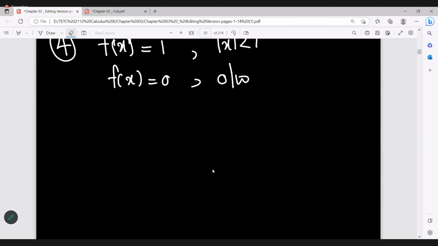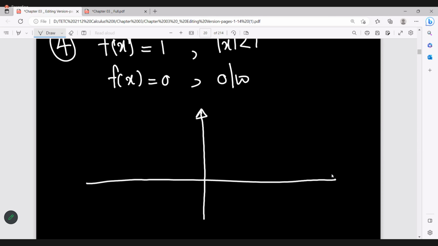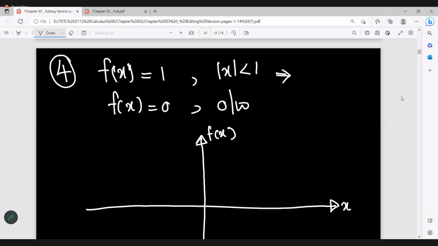So to draw the graph of this function, we need to consider x-axis and y-axis. So this is our x-axis, and this is our f of x-axis. And then it is given as f of x is equals to 1 throughout the region absolute value of x is less than 1. So can anyone know the meaning of this symbol? Absolute value of x is less than 1.